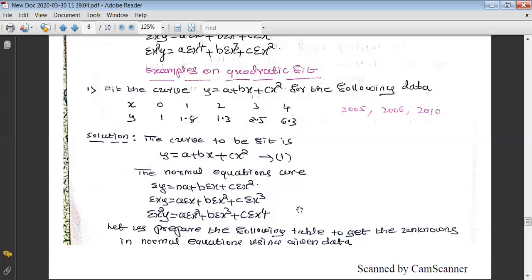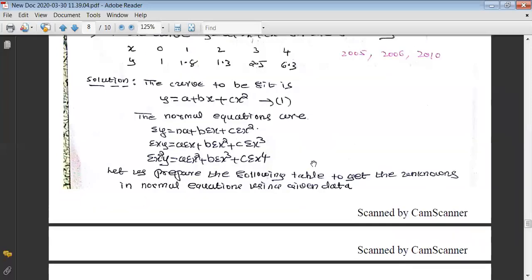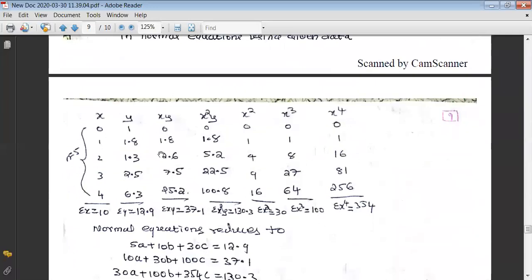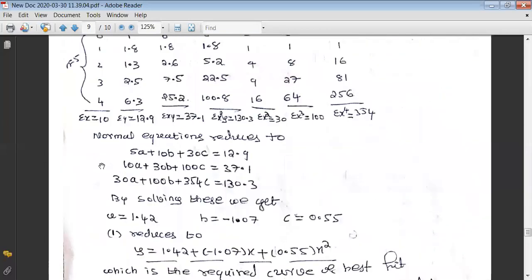Once you look at the requirements of the normal equations, one has to prepare the following table. We need the values of n, summation x, summation y, summation x square, summation x cube, summation x raised to 4, summation x square y, summation xy. In order to get these, let us prepare this table, and these seem to be the totals or summation values. And by taking these summation values in the normal equations, we get these three equations.